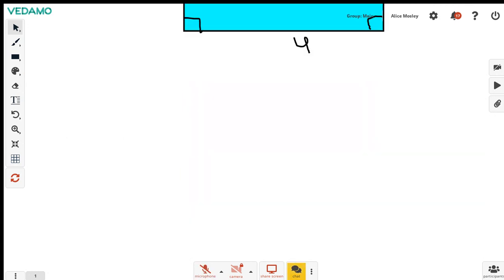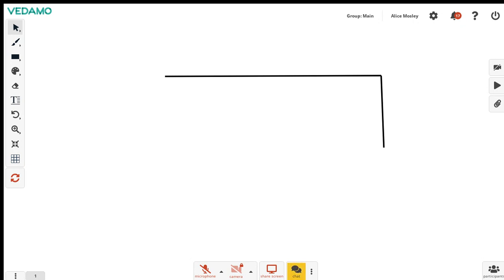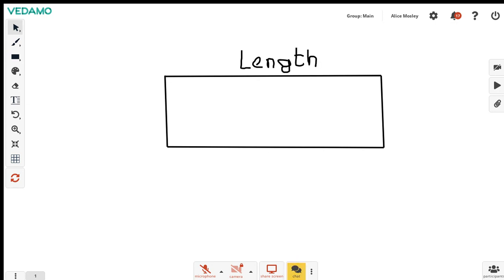So let's draw another rectangle. How we define the sides of the rectangles is, we obviously know that opposite sides are equal. So we call one of the sides length, and we call the other side breadth. You can obviously call it width too, but the general term for the other side of the rectangle is breadth.